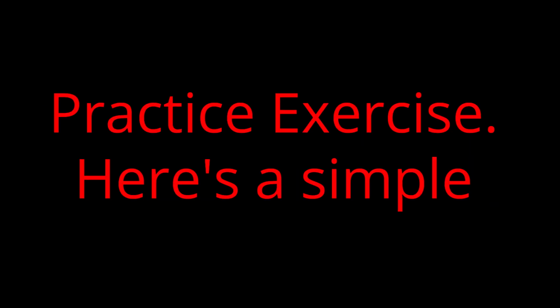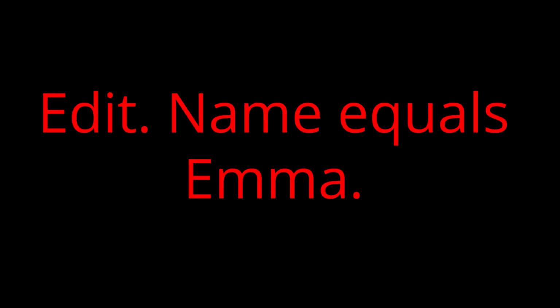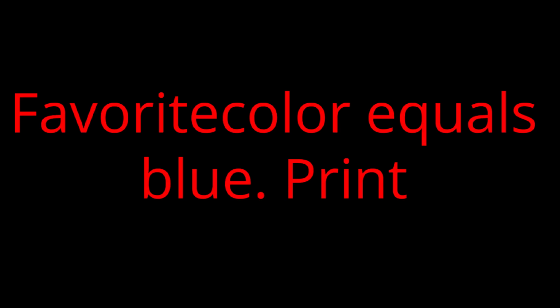Chapter 8. Practice exercise. Here's a simple exercise you can try after this video. Create a small program that stores your name, age, and favorite color in variables. Then print a sentence using all three values. It might look something like this. name = "Emma", age = 27, favorite_color = "blue". print(f"My name is {name}, I am {age} years old, and my favorite color is {favorite_color}"). Feel free to experiment by changing the values or adding more variables.